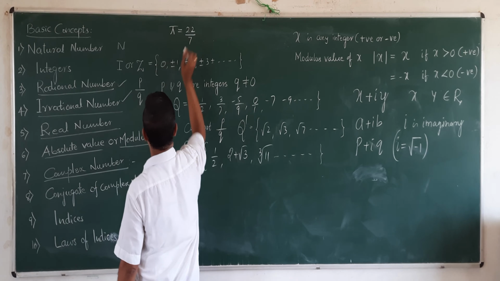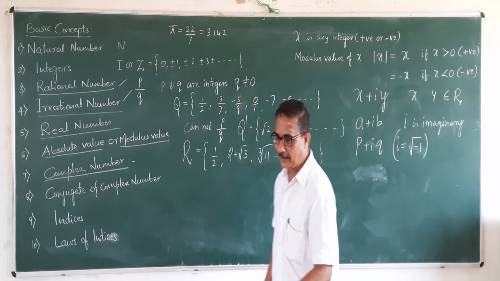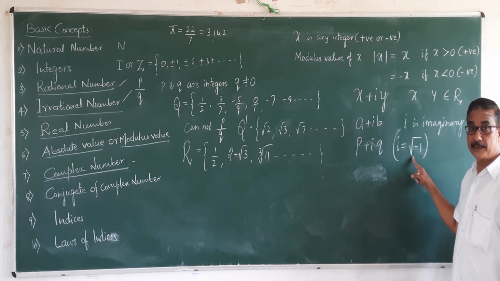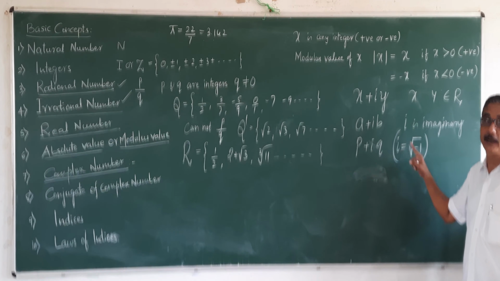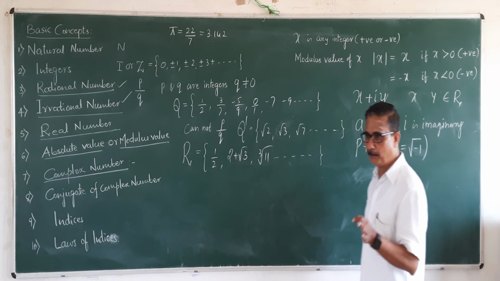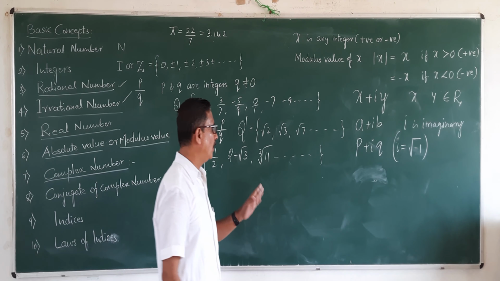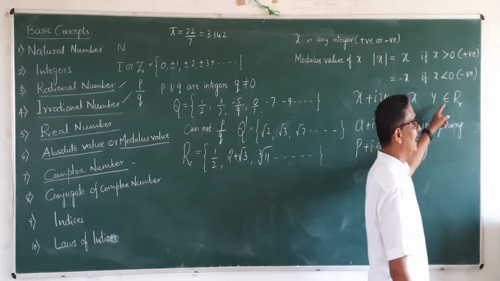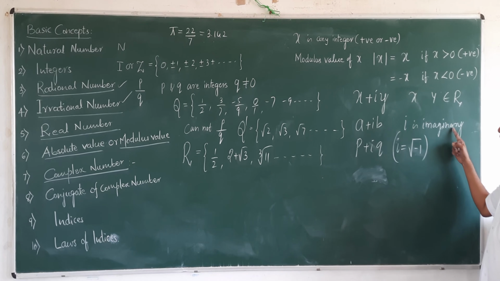It is fixed, 22/7 or 3.142, isn't it? Like that, the value of i is equal to under root of negative value, root of -1, denoted by what? I means what? Imaginary. So remember, a number which can be expressed in the form x plus iy, where x and y are real numbers and i is imaginary.